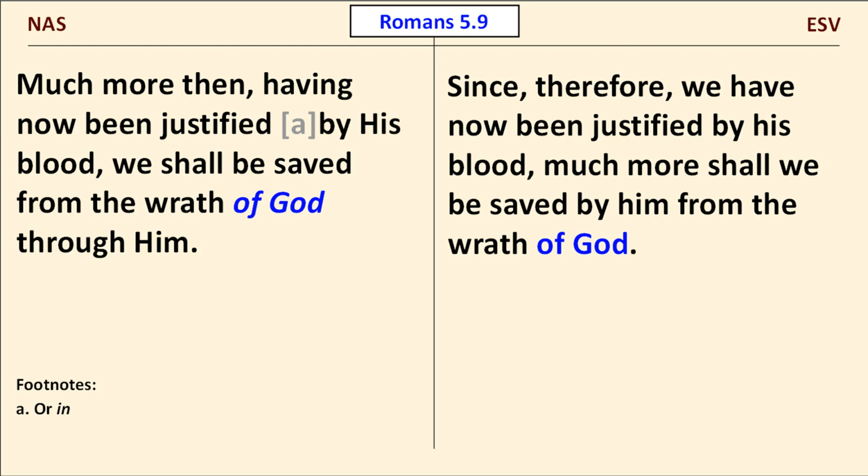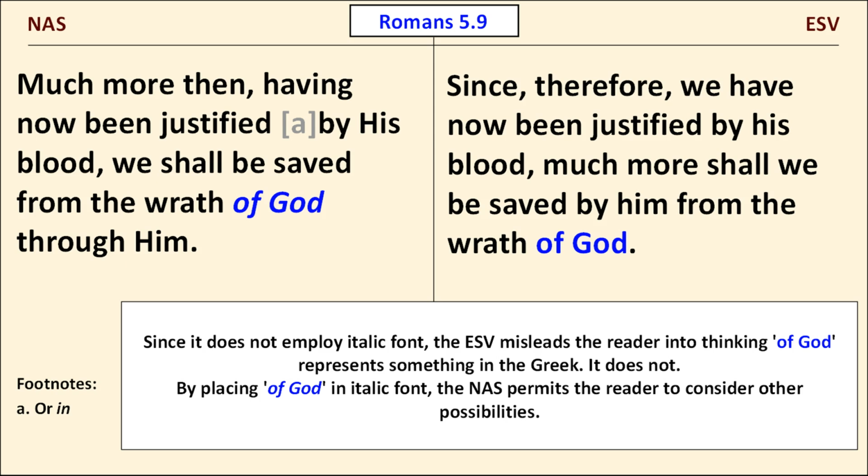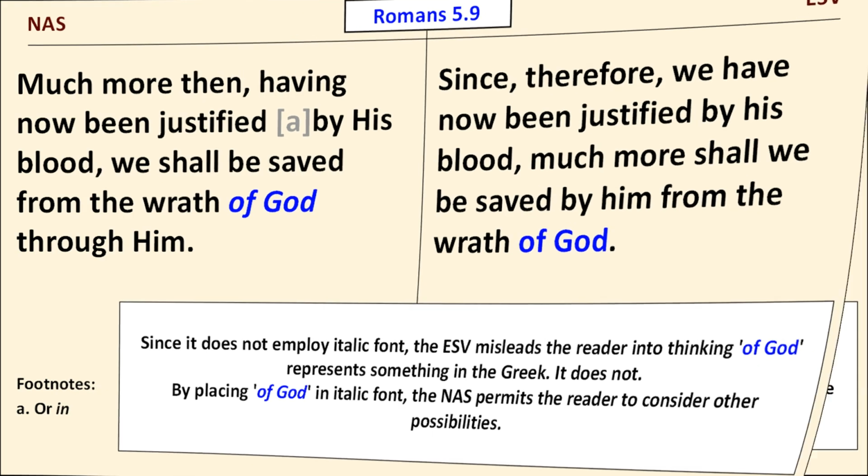In Romans chapter 5, verse 9, both the NAS and the ESV insert the words "of God" into the text. Since it doesn't use italic font, the ESV misleads the reader into thinking "of God" represents something in the Greek. It does not. But by placing "of God" in italic font, the NAS permits the reader to consider other possibilities.